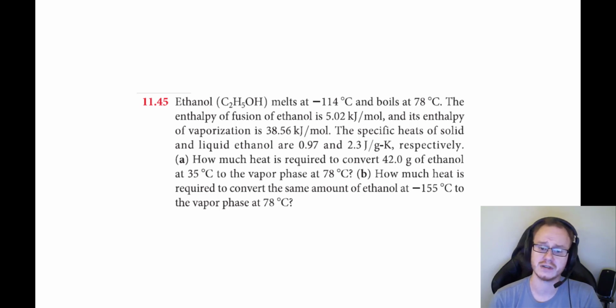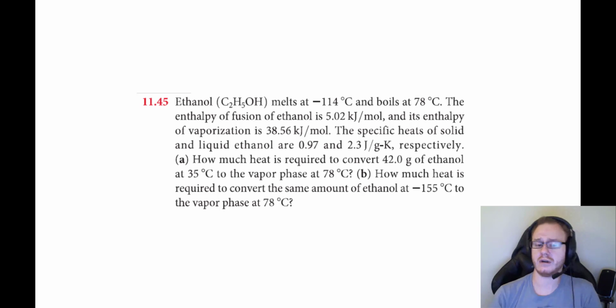Our first question is, how much heat is required to convert 42 grams of ethanol at 35 degrees Celsius to the vapor phase at 78 degrees Celsius? And then we're going to be asked how much heat is required to convert the same amount of ethanol at negative 155 degrees Celsius to the vapor phase at 78 degrees Celsius. Both of these will involve several phase changes.